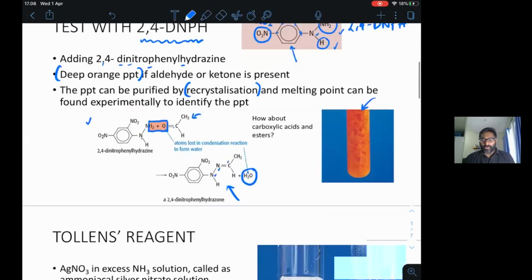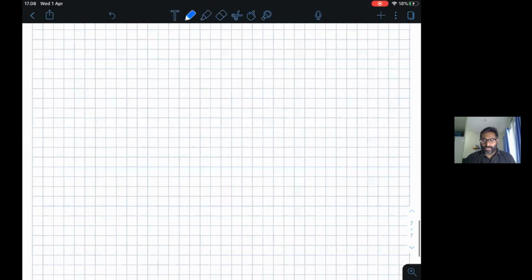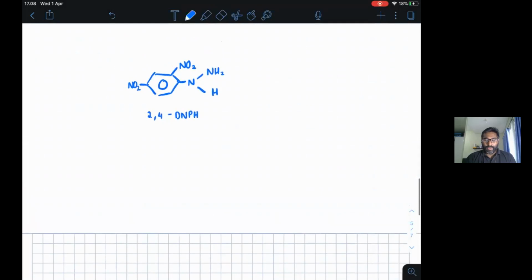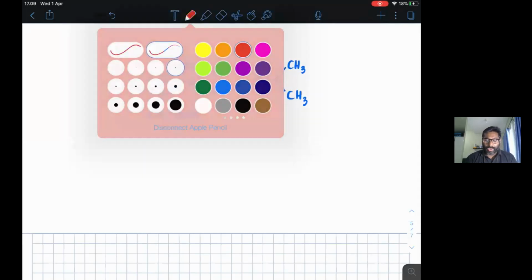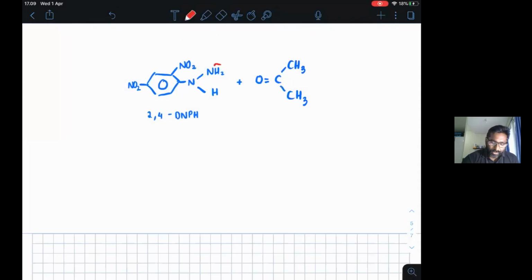Okay, so if I try to replicate this equation over here, let's say I want to react with a molecule. Let's say I have a carbonyl compound, a ketone, propanone exactly. Let's say I have CH3 and CH3. What is going to happen over here is these two hydrogens from here will go out with this oxygen to give you water.